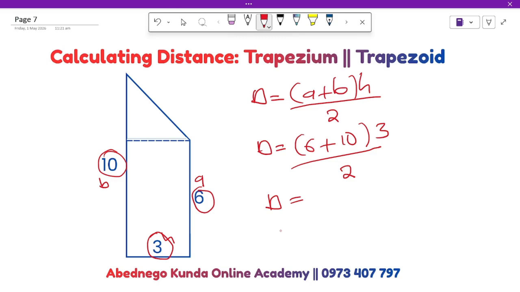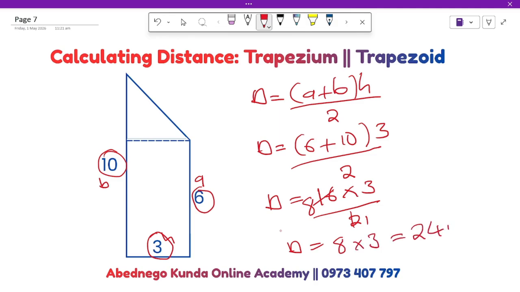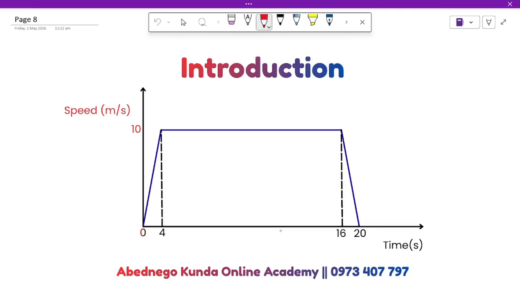Meaning here I'm going to add 6 plus 10 giving me 16, times 3, then everything over 2. At this point I can now reduce: 2 into 16, that's 8. So it's going to be 8 times 3 giving us 24 meters, and you are done. Now we can proceed to our introduction of speed time graph.